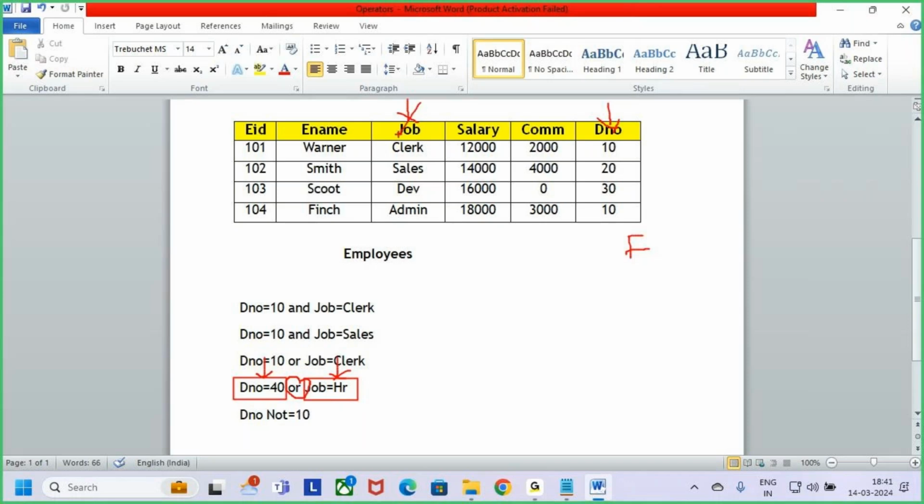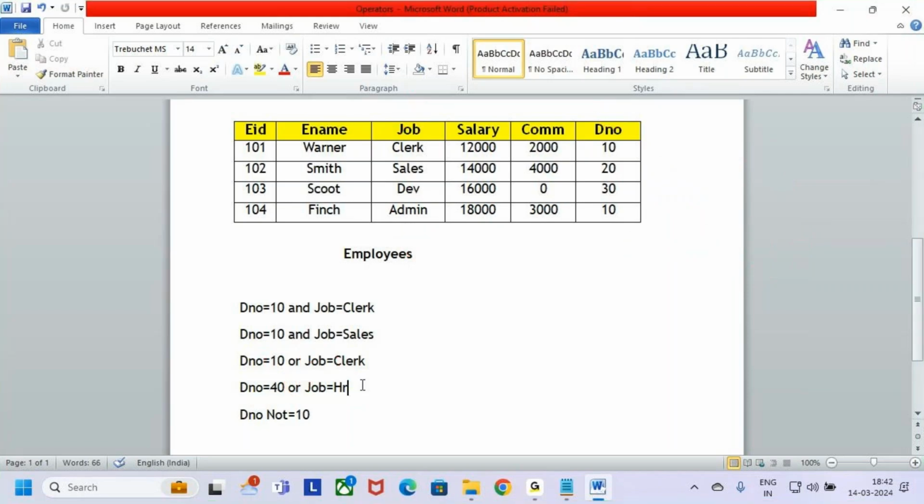Under the job column, the job is equal to HR. No, the second condition is also false. If both the conditions are false, then what is the output in the OR operator? The output is also false. So how many rows will we get in the output? Zero. Why? Because there is no department number 40 and there is no employee working as an HR. So we don't get any data in the output. Zero rows will get in the output.